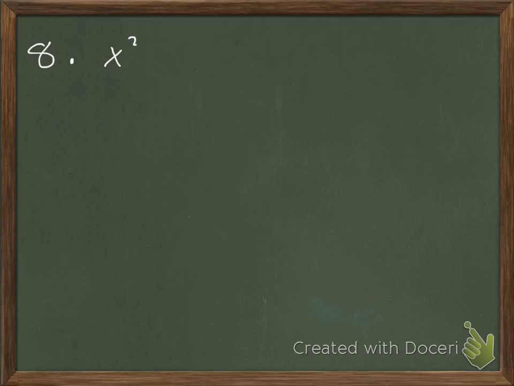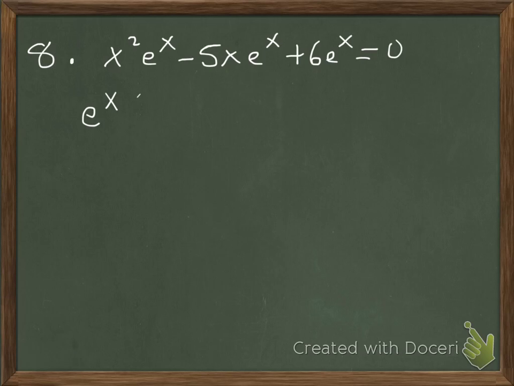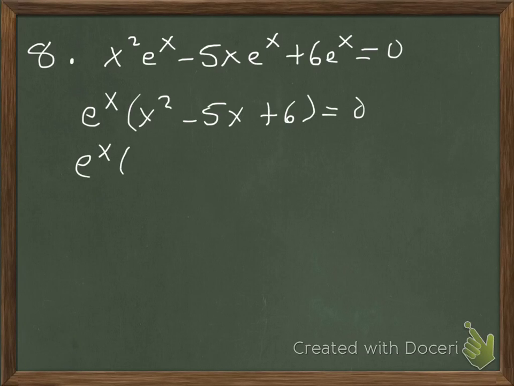So let's say we have x squared e to the x minus 5x e to the x plus 6e to the x equals 0. So the lowest power of e to the x is e to the x. So we're going to go ahead and factor that out, and we're left with x squared minus 5x plus 6 equals 0. We'll go ahead and factor. So we've got e to the x, x minus 2, and x minus 3.